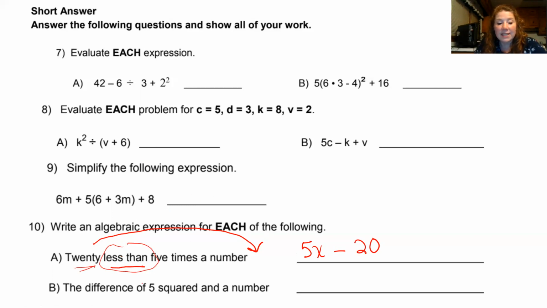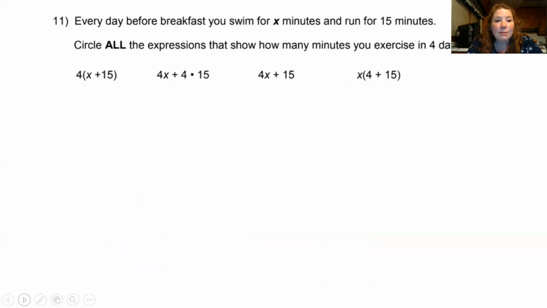And then the difference of, so difference means subtraction. The difference of what? 5 squared. So 5 squared, the word squared goes with a little 2 and a number. So the difference of 5 squared and a number. And that's exactly what you have to write. Obviously, if you use a different variable, it's okay. Number 11, every day before breakfast, you swim for X minutes and run for 15 minutes.